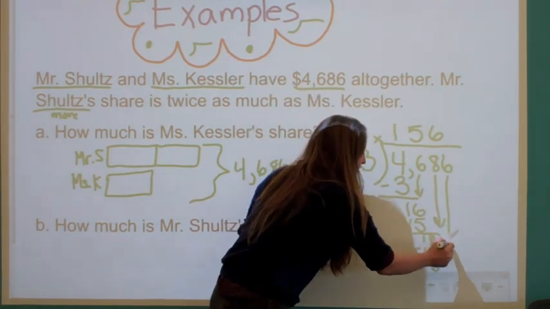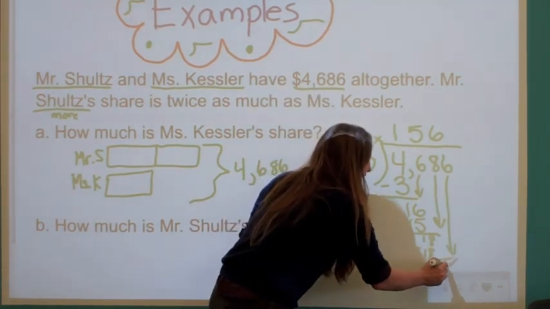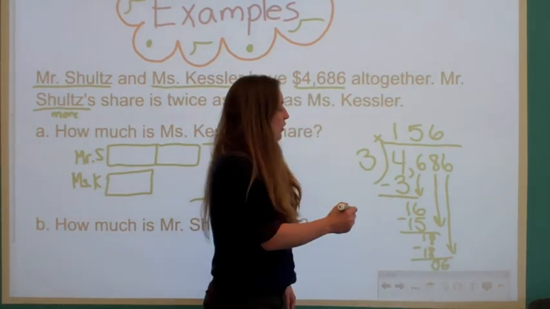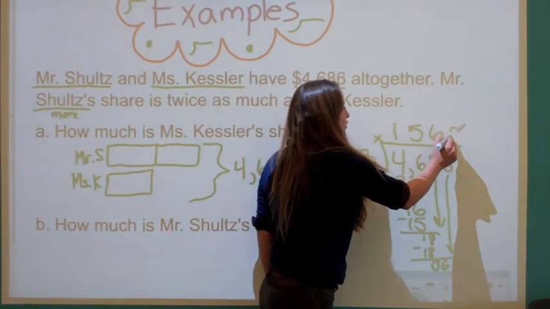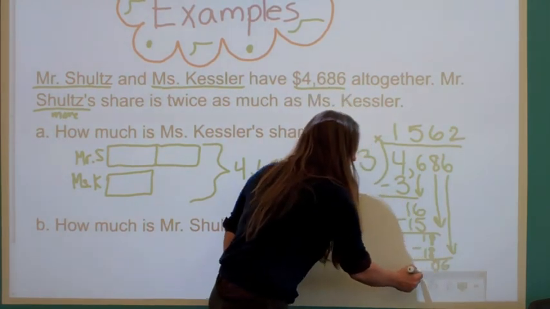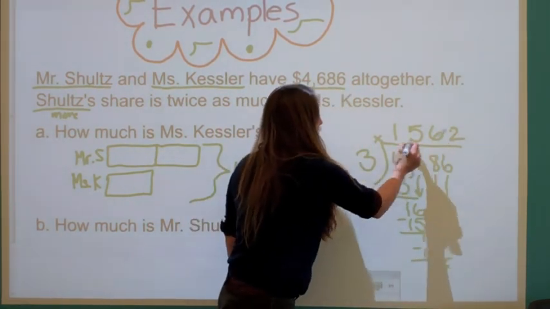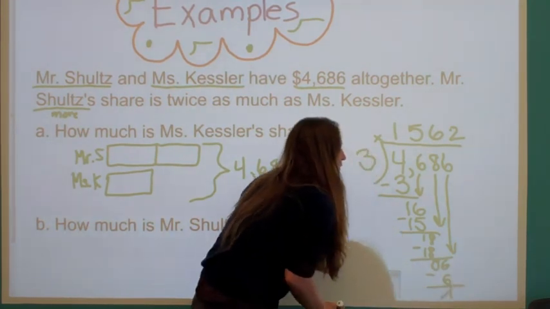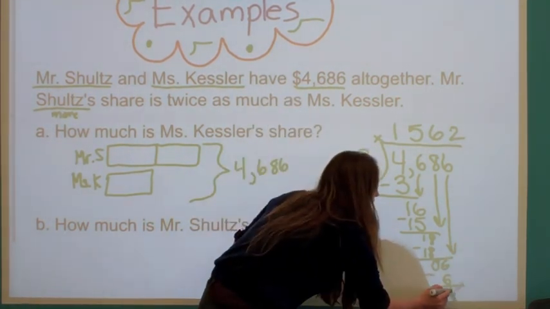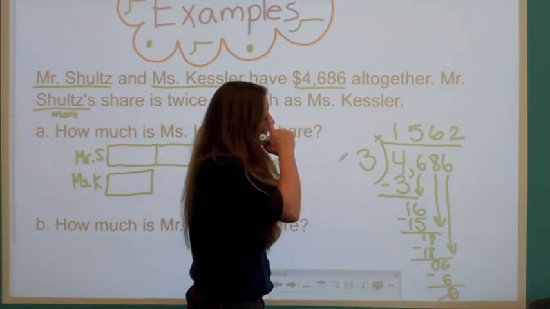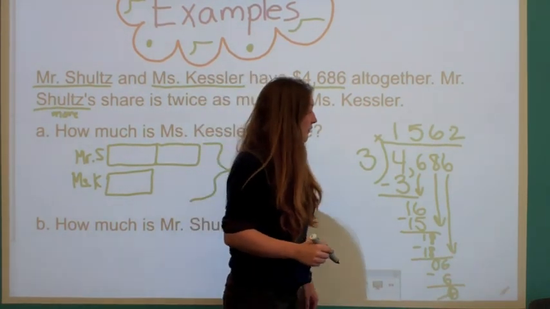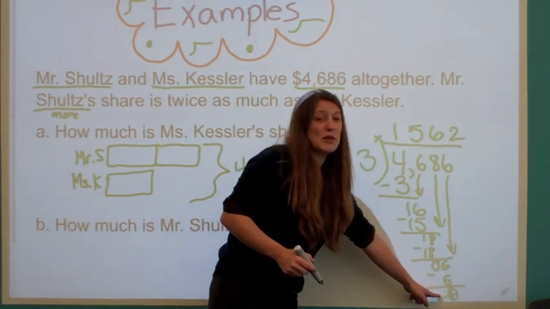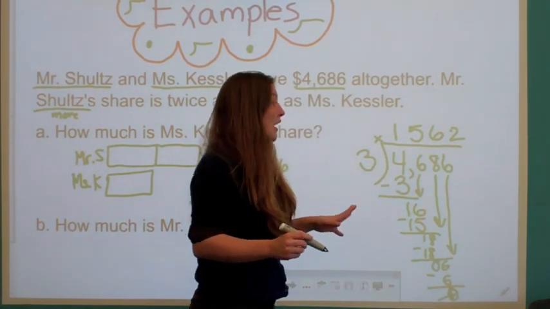Then I bring down, because I have 1 more number to bring down, and I say, how many times does 3 go into 6? 3 goes into 6 2 times. I multiply 2 times 3. I get 6, and then I subtract. 6 minus 6 is 0. I don't have any more to bring down. I was left with 0, so I don't have a remainder, and I'm done.